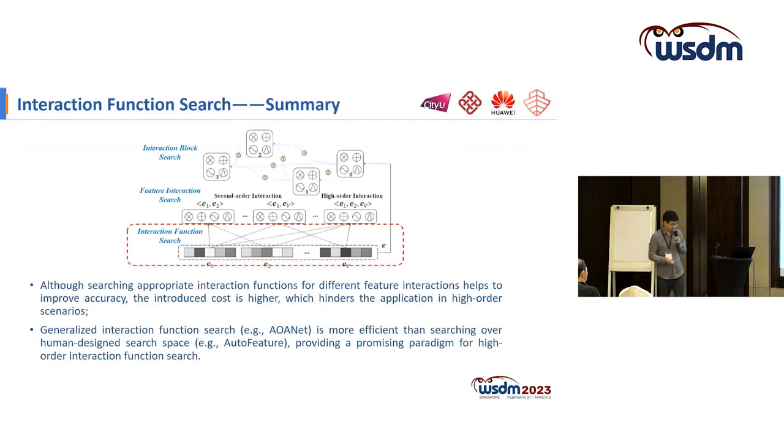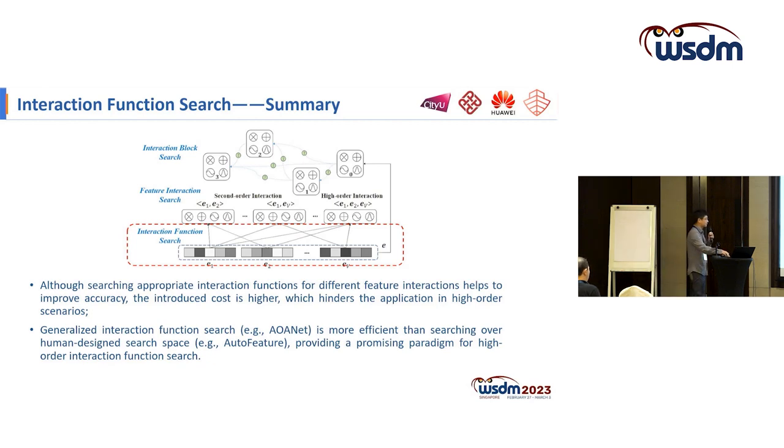Okay. So to summarize the second category, which is interaction function search, although when we search for appropriate interaction functions for different feature interactions, the accuracy can be highly improved, the search space is very large, so it cannot normally be applied in high order interaction function scenarios. But if we use the generalized interaction function search approach like the third work does, then it will be slightly better because it can be more efficient than searching the human designed search space. But still, it is very highly time consuming.